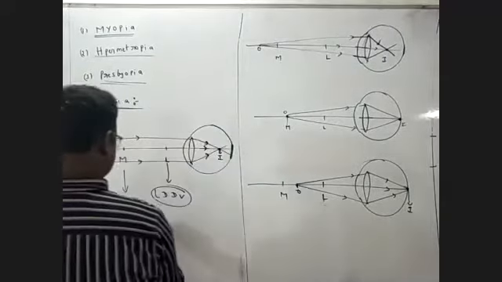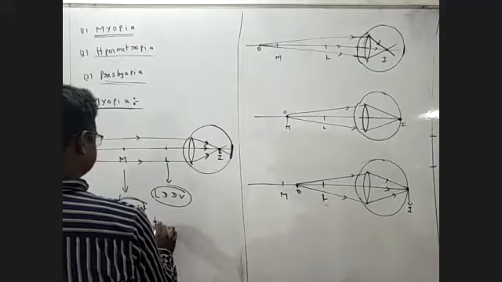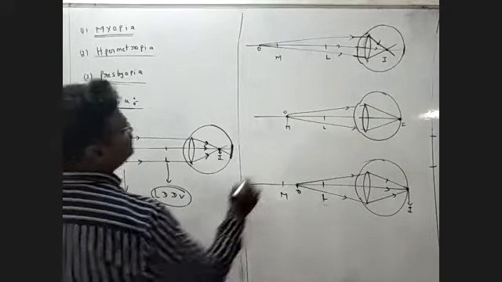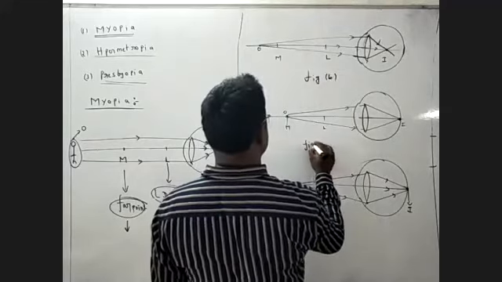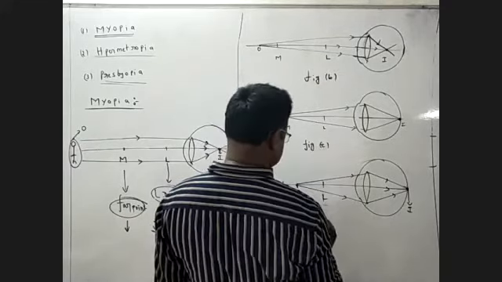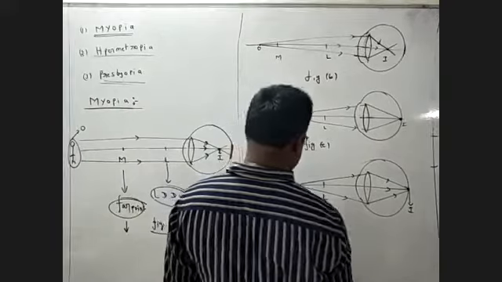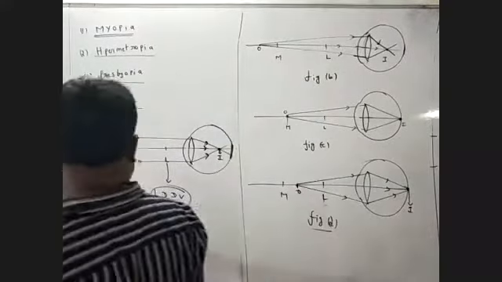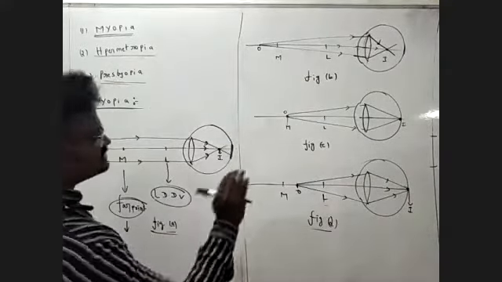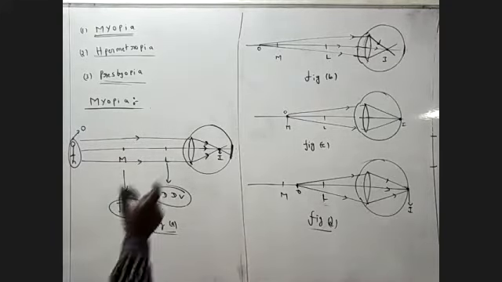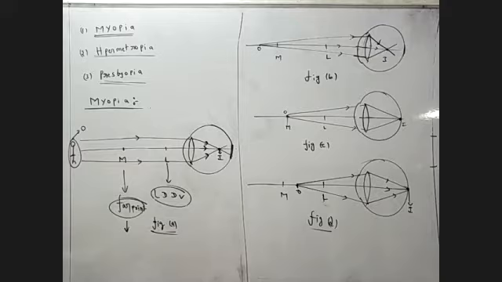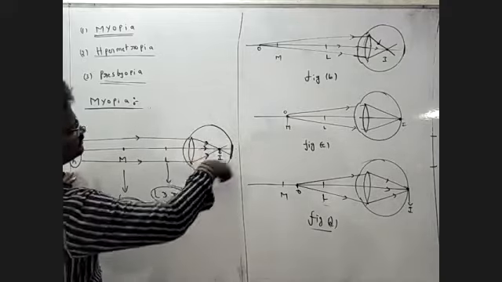This is figure A. This is figure B. This is figure C. This is figure D. You see clearly figure A, figure B, figure C, figure D. Just watch the figures. So first of all, this is the structure of the eye.